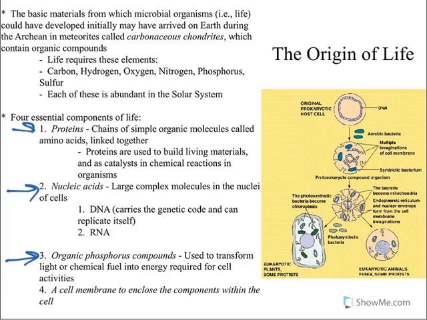Those cells need energy. Organic phosphorus compounds that are lovely for an ATP. Those cells need energy to be able to do all of this magical stuff. And of course, most basically, you've got to have a cell membrane to keep it all together. So, we really only need these 4 things in order to have life. And with that, that wraps up the Archean.